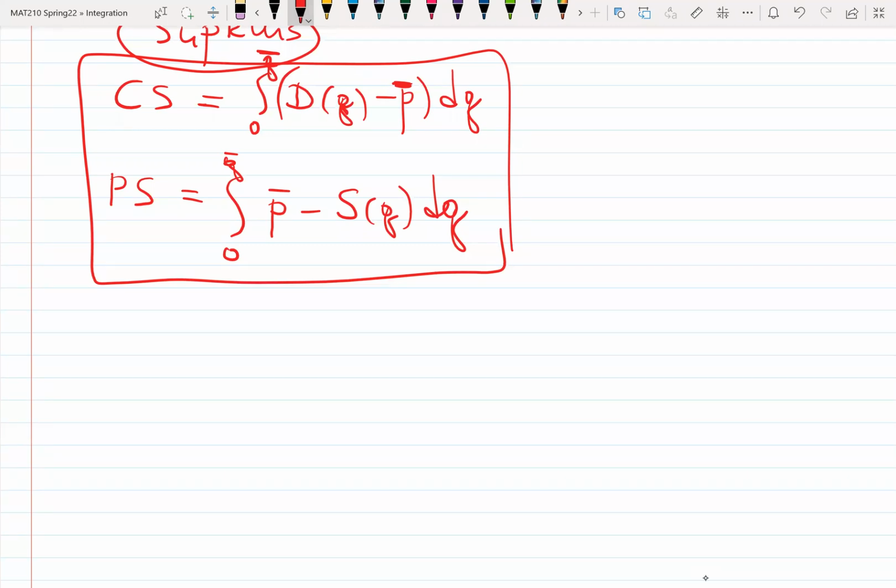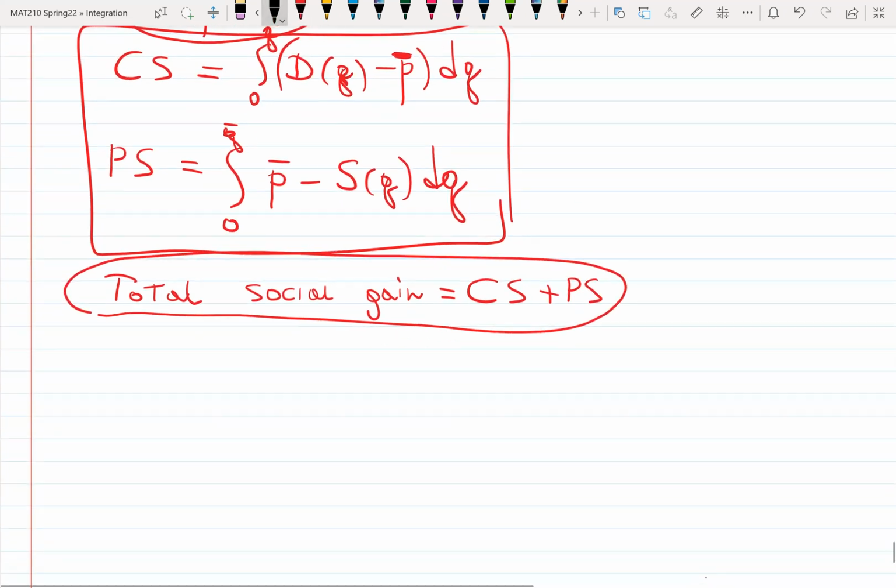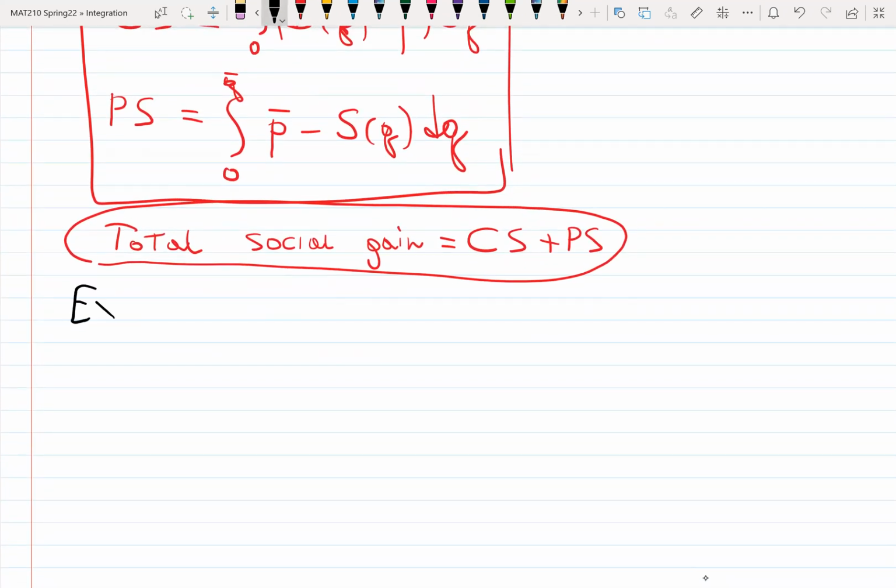So total social gain. We call it total surplus. I don't know why they are so fancy. CS plus PS. I checked several books, and some of them never call it total social gain, but some of them call it both: total surplus and total social gain. Just add together. So there were examples when they ask you to find everything. Let's find everything: consumer surplus, producer surplus, and add together.